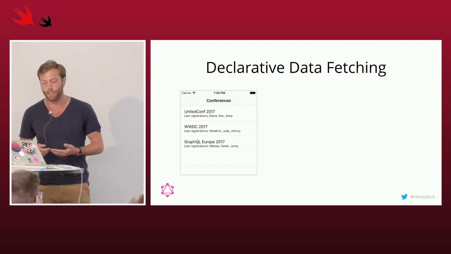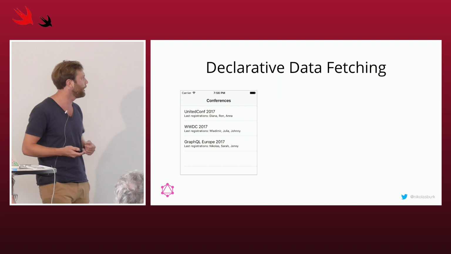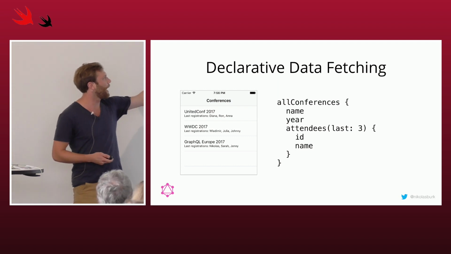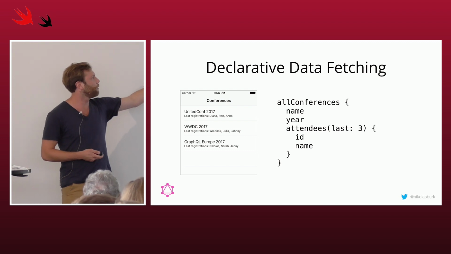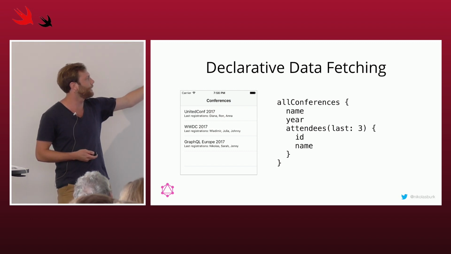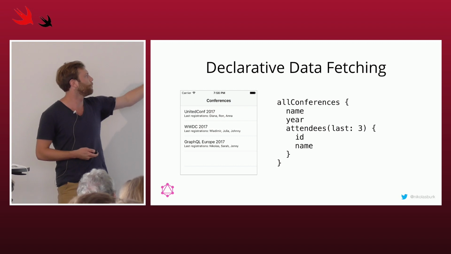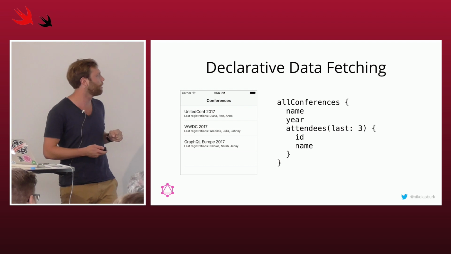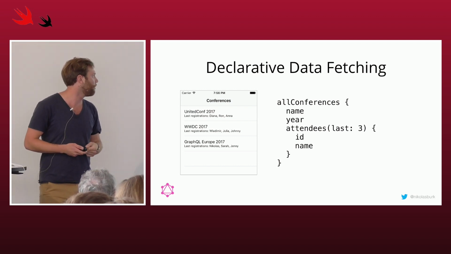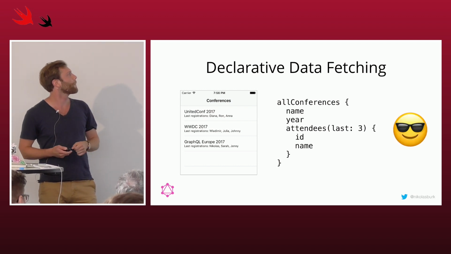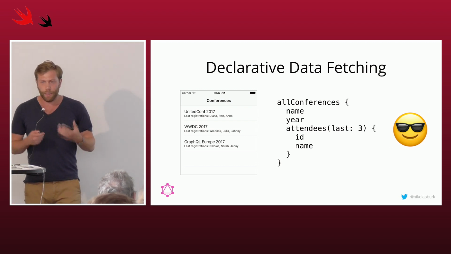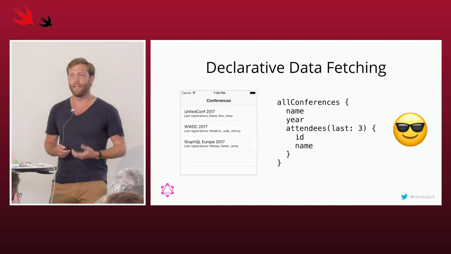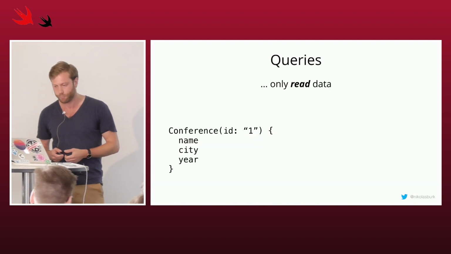So what does the query now look like for this particular screen? Essentially, we would specify a query like this, where we ask for all the conferences, and then we can exactly specify what is the data that we need for each conference. So we want the name, the year, the attendees, in particular the last 3 attendees of the conference, and then we want the ID and the name of each attendee. So this is really a much, much better way, because now we can clearly specify on the client side what kind of data we need from the server.